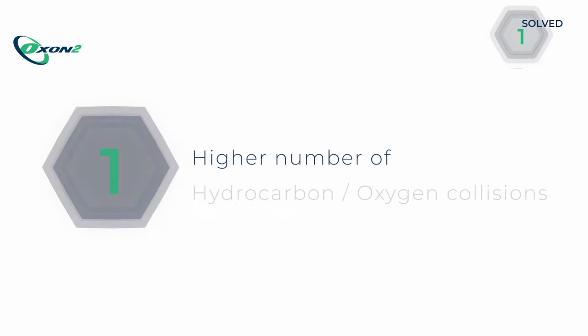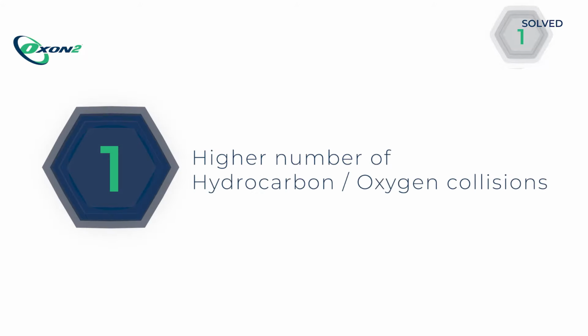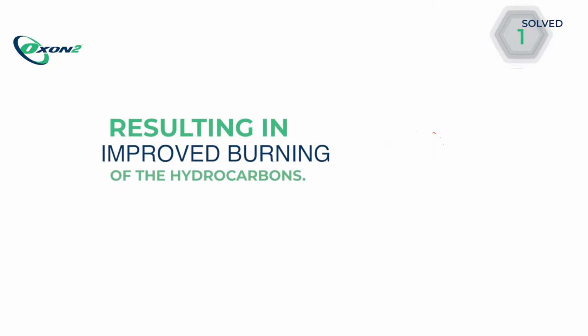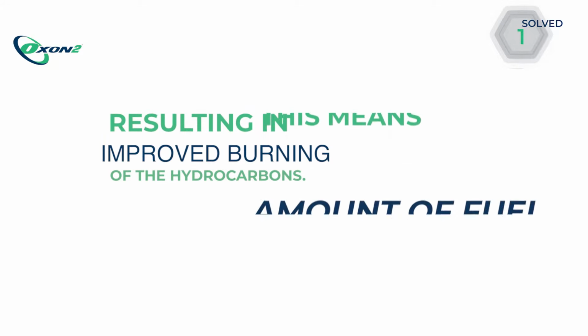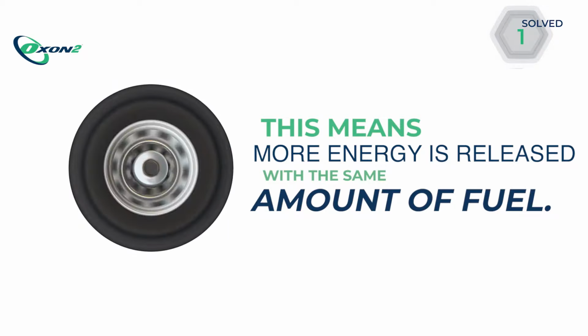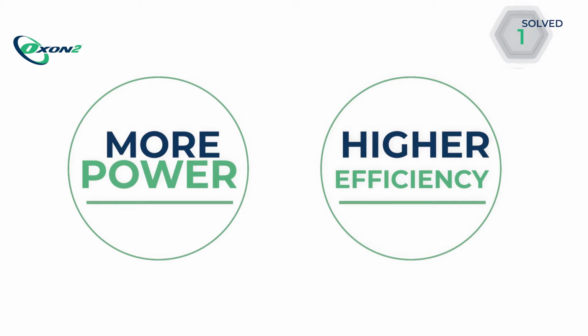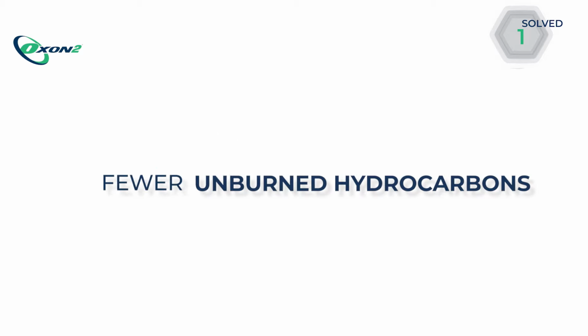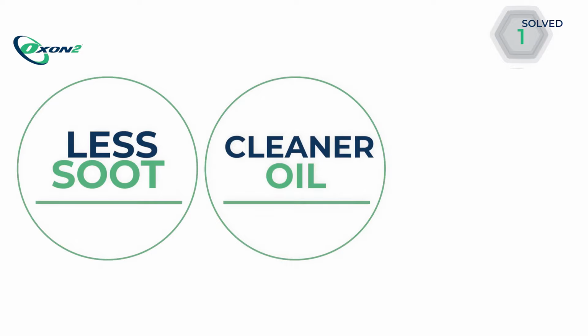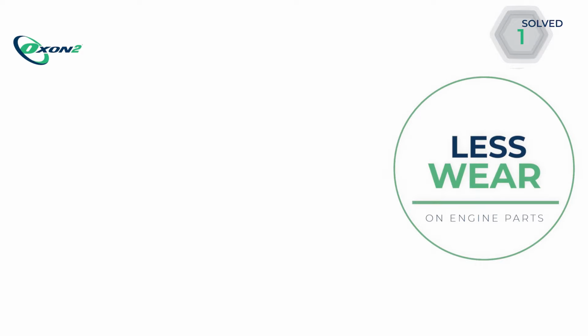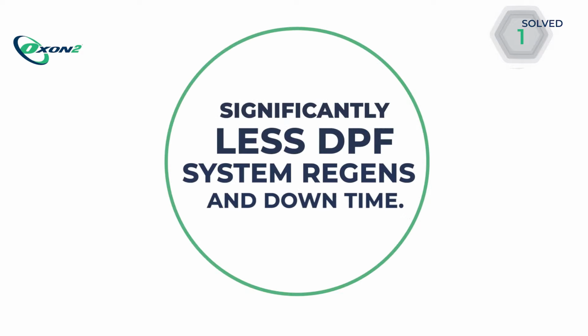The effect is a higher number of hydrocarbon-oxygen collisions that results in improved burning of the hydrocarbons. This means more energy is released with the same amount of fuel. You get more power and higher fuel efficiency. It also means less unburned hydrocarbons. So again, less soot, cleaner oil, less wear on engine parts and emission systems. So yeah, significantly less DPF regens and downtime.